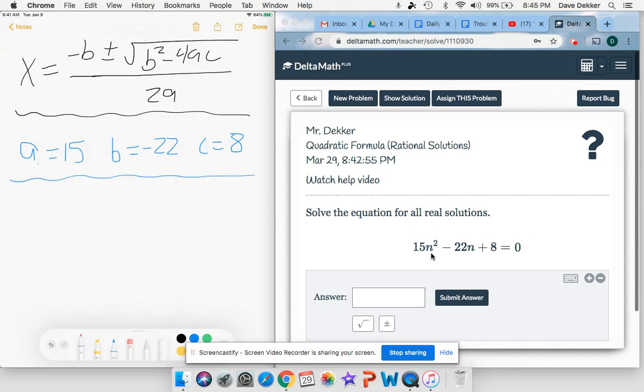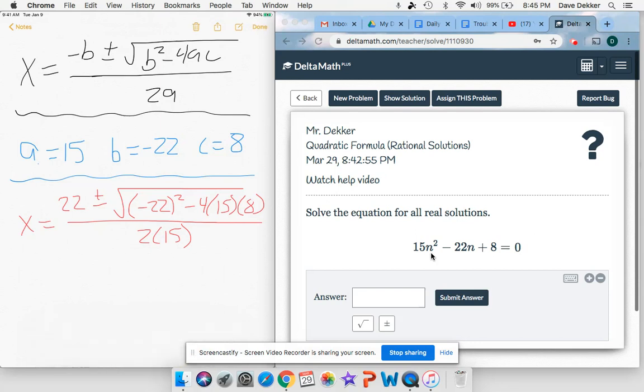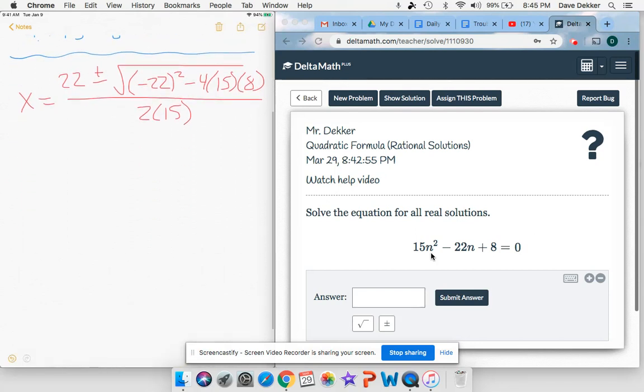So when I set this up, x is going to equal negative b. Well, if b is negative 22, the opposite of that is positive 22. Then I have a plus or minus and a big square root. In there I have b squared, so negative 22 squared, minus 4 times a, which is 15, times c, which is 8. And all of that is over 2a, or 2 times 15. So that's the setup. I suggest you get that written down first, and then we try to simplify some more.